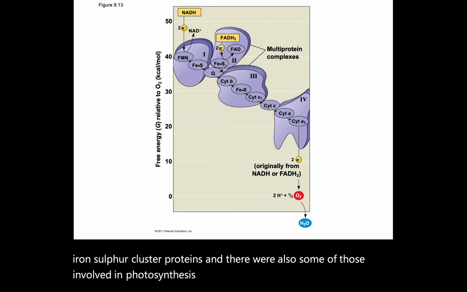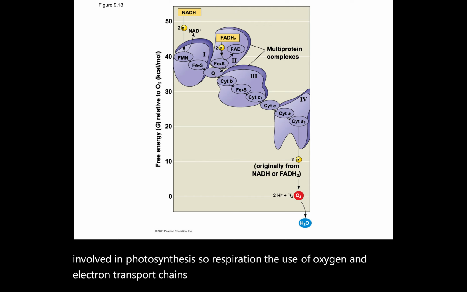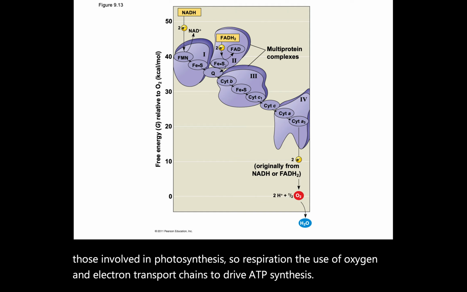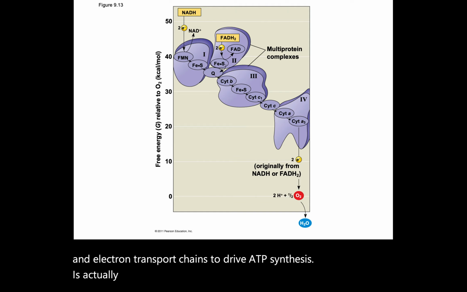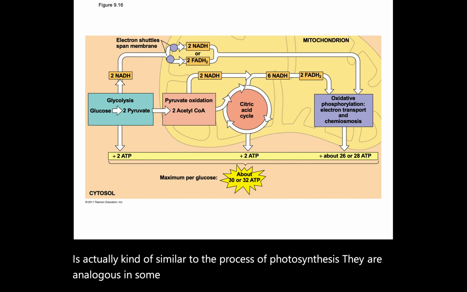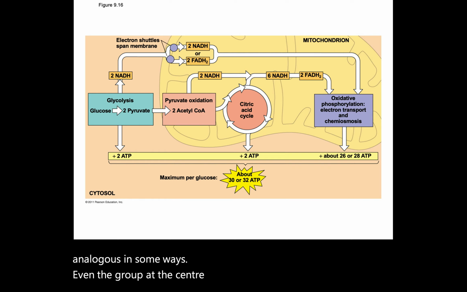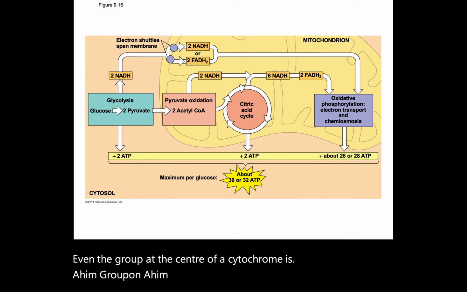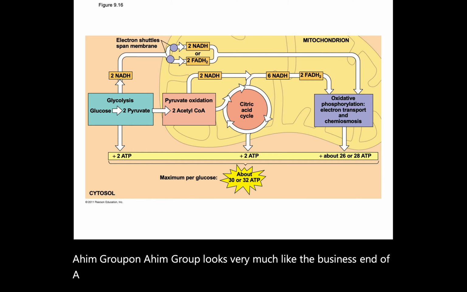So respiration, the use of oxygen and electron transport chains to drive ATP synthesis, is actually kind of similar to the process of photosynthesis. They are analogous in some ways. Even the group at the center of a cytochrome is a heme group, and a heme group looks very much like the business end of a photosynthetic molecule, a chlorophyll molecule.